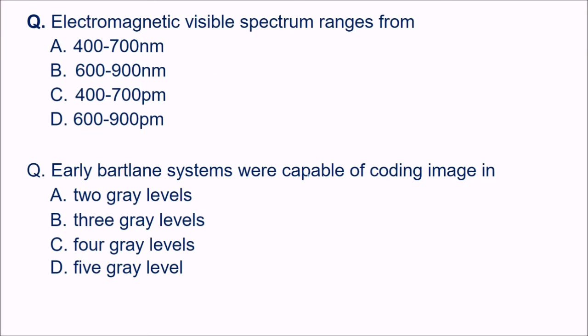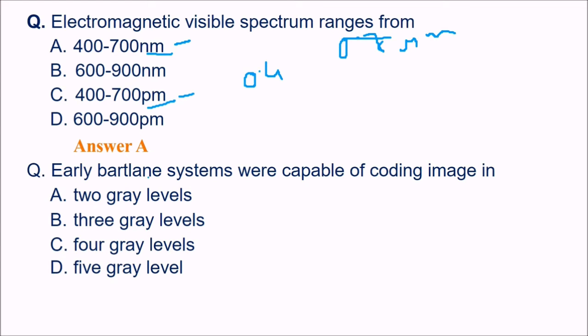Next is, the electromagnetic visible spectrum ranges from. Now we have nanometer. See, these options you will be searching for. One is nanometer, one is picometer. The answer is clearly the first one, 400 to 700 nanometer, that is 0.4 to 0.7 micrometer.